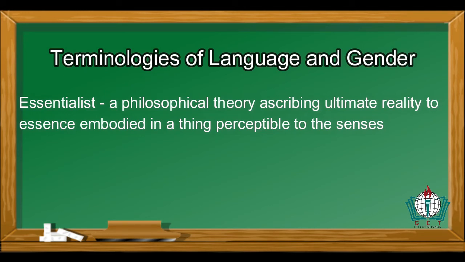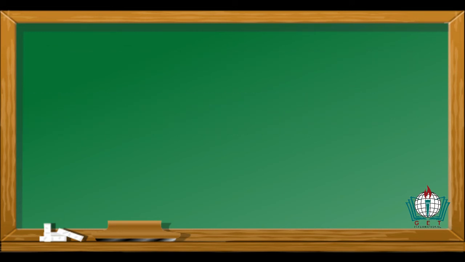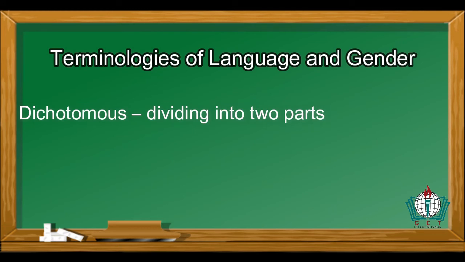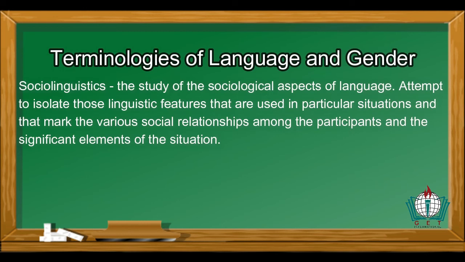Essentialist, a philosophical theory ascribing ultimate reality to essence embodied in a thing perceptible to the senses. Dichotomous, dividing into two parts. Sociolinguistics, the study of the sociological aspects of language.